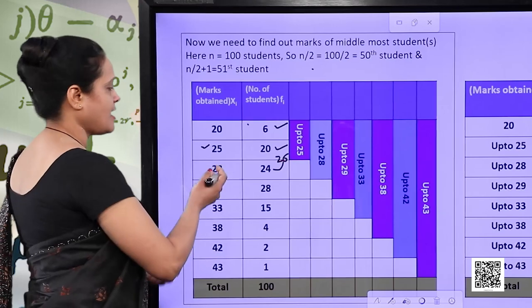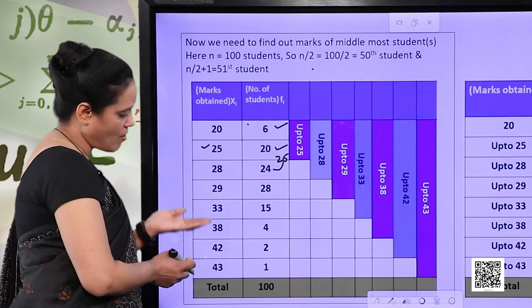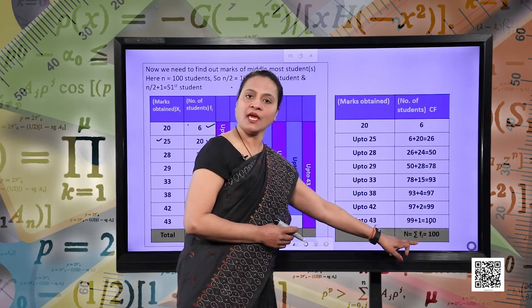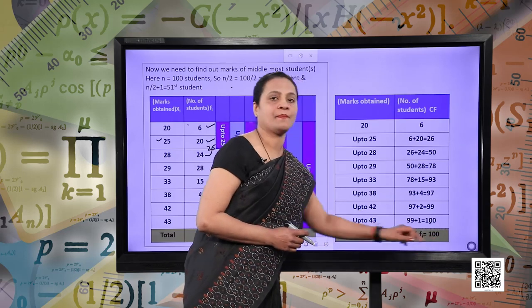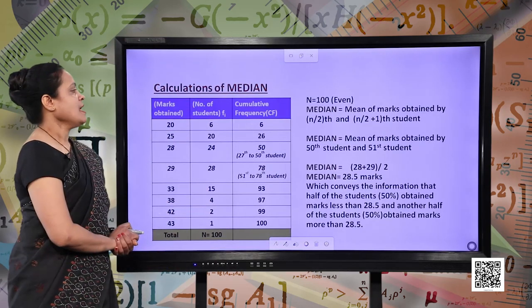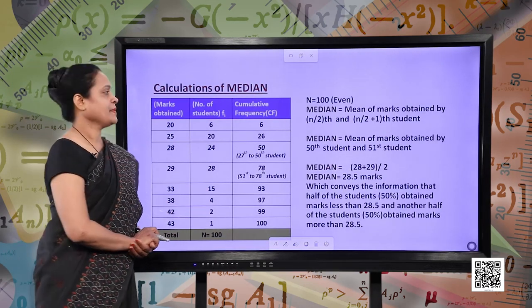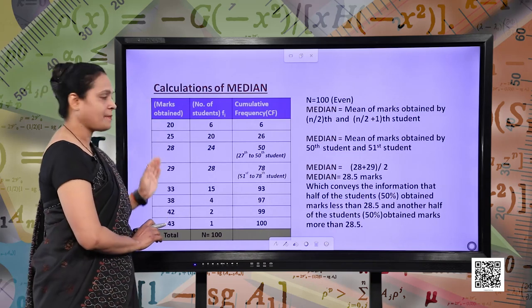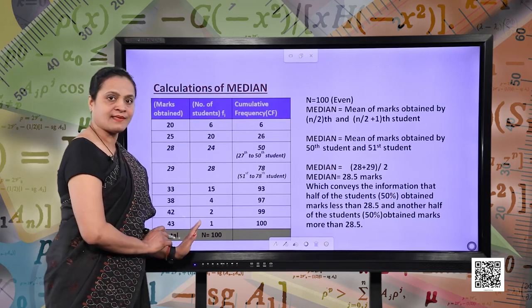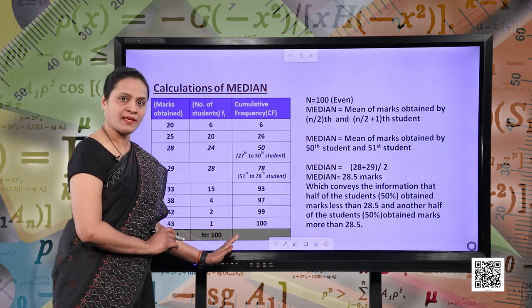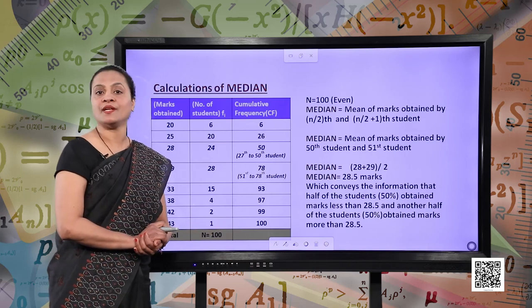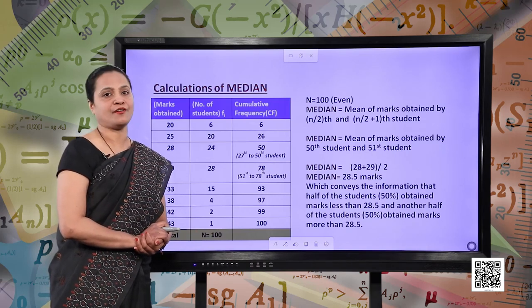So we can calculate the cumulative frequency the same way for all the rows. Remember that the last cumulative frequency should be equal to the total number of observations, that is 100 in this case. Now, to calculate the median, what will we do? We will look at the table. In this table, we have written the marks, that is the xi's, the fi's, the number of students, and the cumulative frequency. Now, this cumulative frequency shows that all the students have arranged themselves in ascending order of their marks.